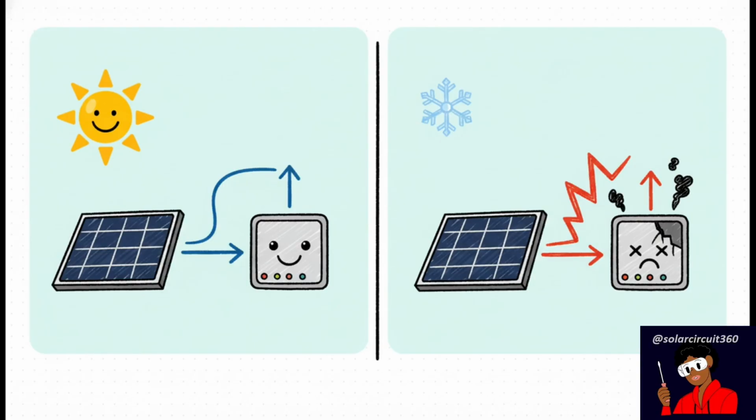That cold weather voltage spike can push you right over the controller's limit. This is why you must calculate your max VOC for the absolute coldest temperature your location will ever see.